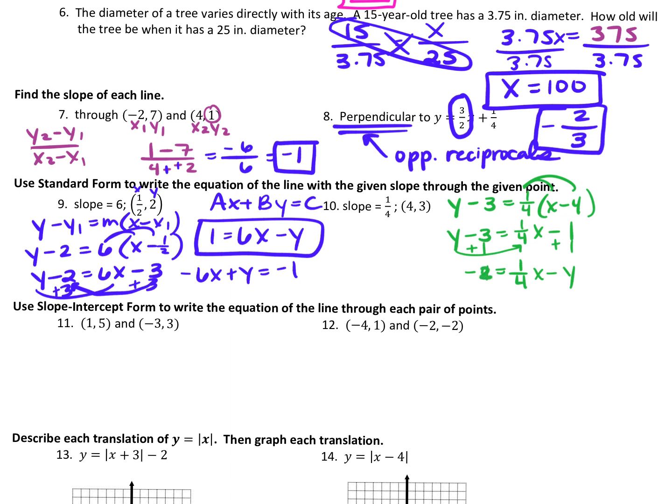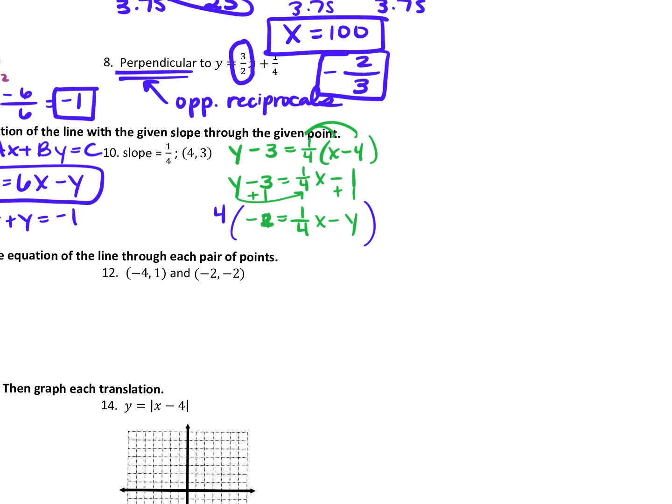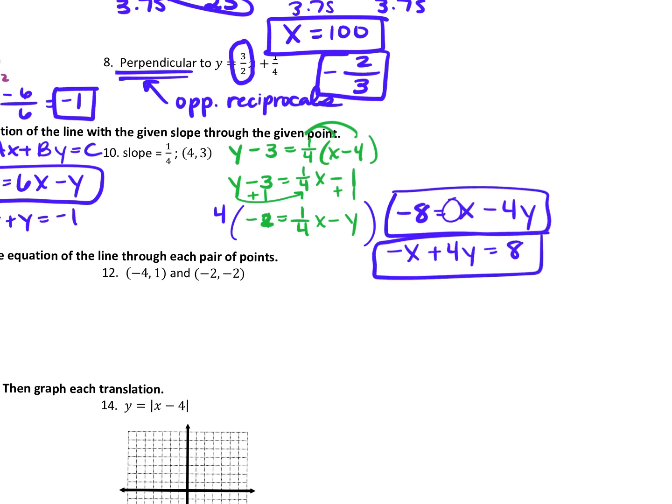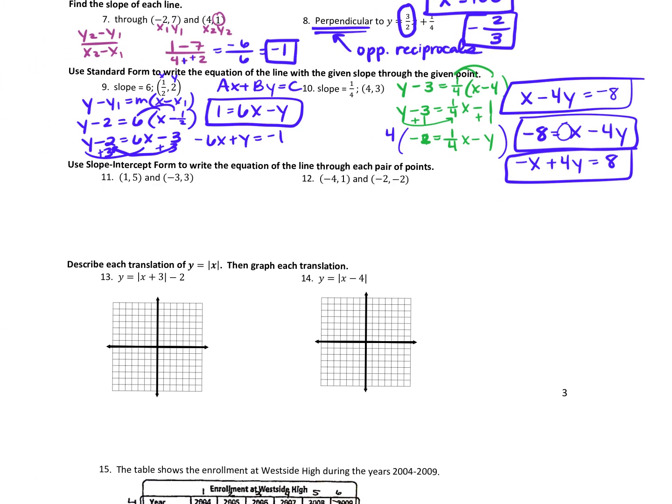But then we can't have a fraction. So the way you get rid of that fraction is you multiply everything, the whole problem, by the denominator. So I'm going to multiply everything by 4. So this would be negative 8 equals 1x minus 4y. Again, we don't like a ton of negatives, but we also don't typically love a leading negative. So if you wrote it negative x plus 4y equals 8, it's okay. If you wrote it like this, that's okay. If you wrote it like this, that's okay. I'm not super picky on those.